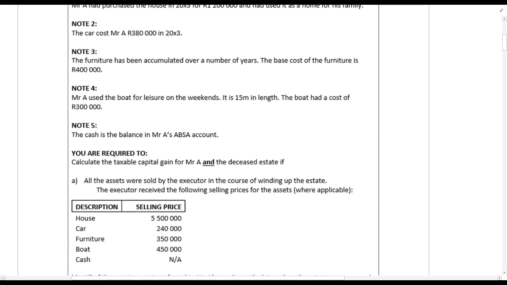Situation A. Calculate the taxable capital gain for Mr. A and for the deceased estate. Remember also, guys, in the exam they can ask you for Mr. A or the deceased estate. You need to know which one and how to answer them. Don't get confused. They ask: what happens if all the assets were sold by the executor in the course of winding up the estate, and this is what he sold it for?